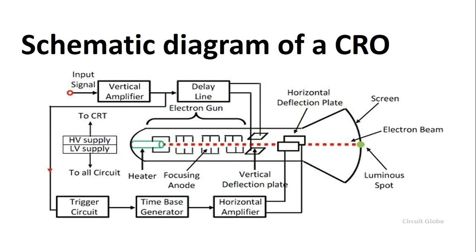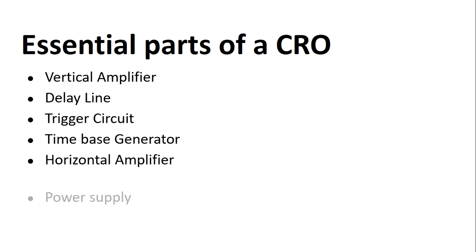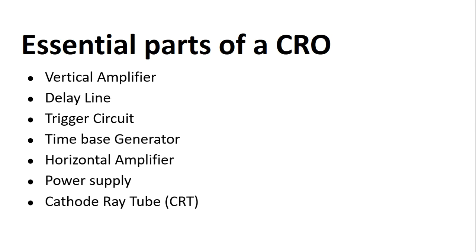To understand the construction and working of a CRO, we shall discuss this schematic diagram. CRO is made up of different blocks. The essential parts of a CRO are as follows: the vertical amplifier, delay line, trigger circuit, time-base generator, horizontal amplifier, power supply, and lastly the cathode ray tube, which is very important.